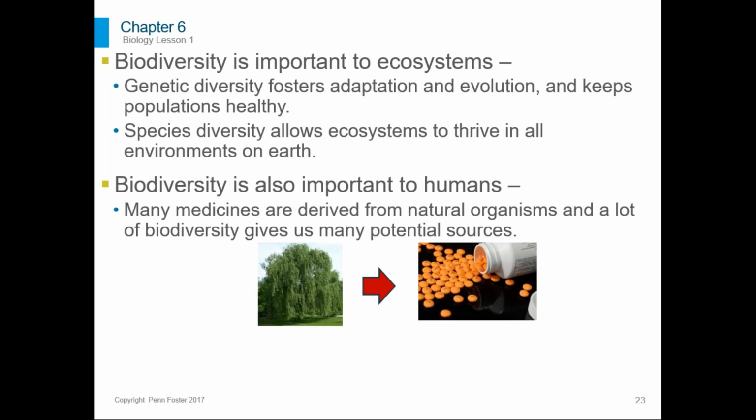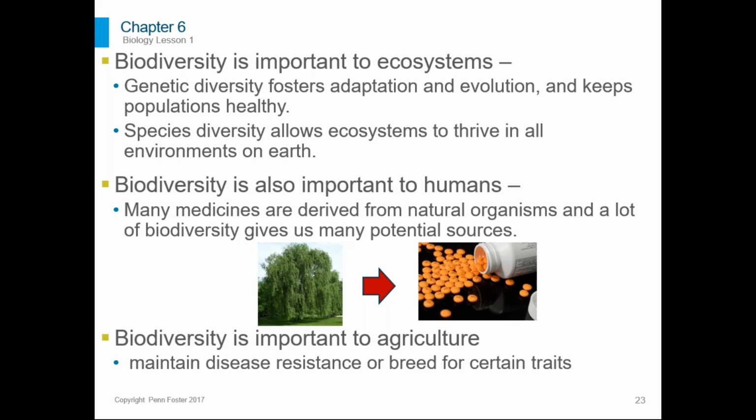And biodiversity is important to agriculture to maintain disease resistance. Again, if there's a disease that affects some members of a population, it's best if the population has a lot of differences so that some of them end up surviving the disease. And of course, to breed for certain traits. If we want fruit to be a certain color or a certain size or to have a certain taste, we want our animals to be bigger and have larger muscles, then that's what we can breed for. But we can only do that if the genetic diversity is there to work with.